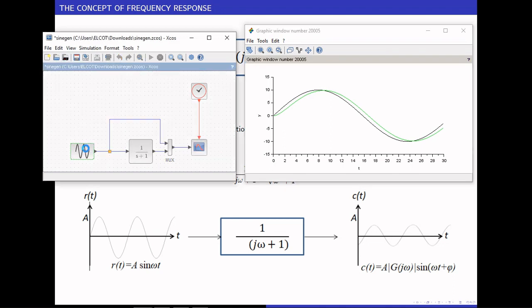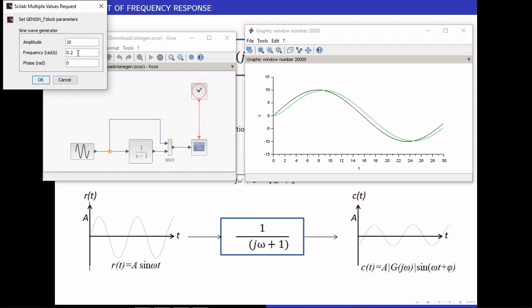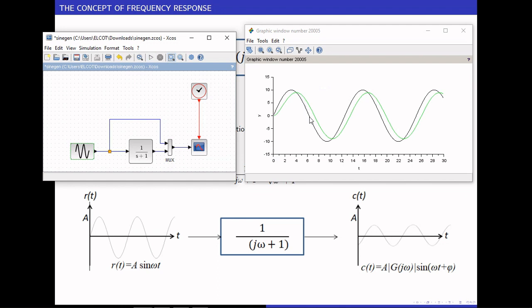Now let me increase the frequency from 0.2 to 0.5. This is the input waveform, and the green one is the output waveform again. The output simply follows the input. Therefore, the frequency is the same as the input, whereas the amplitude has slightly reduced and the phase has slightly increased. You notice this.